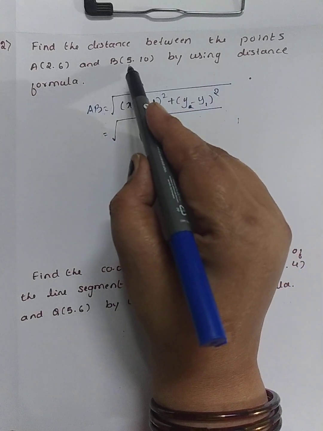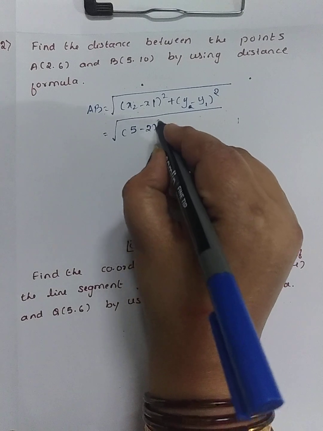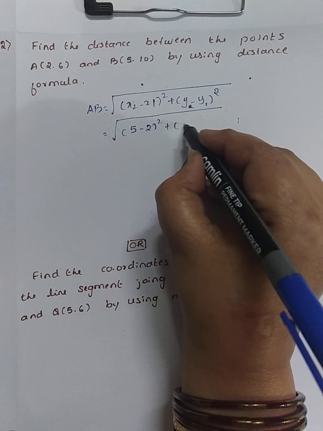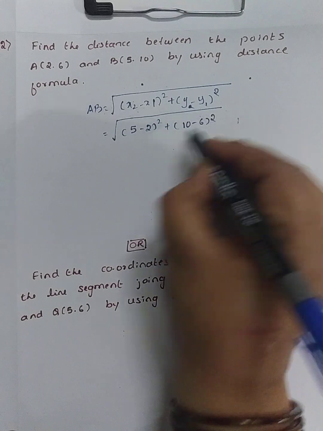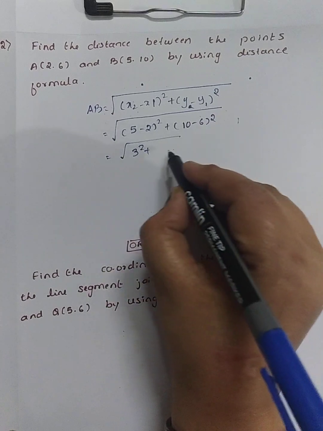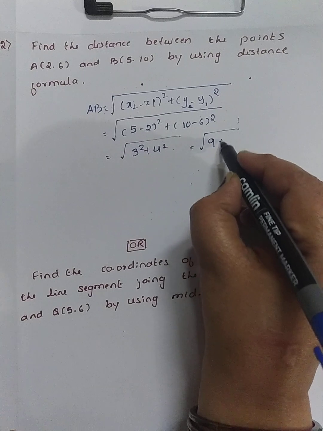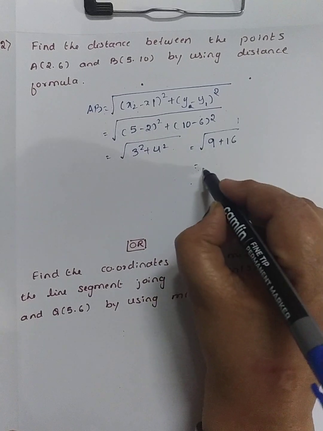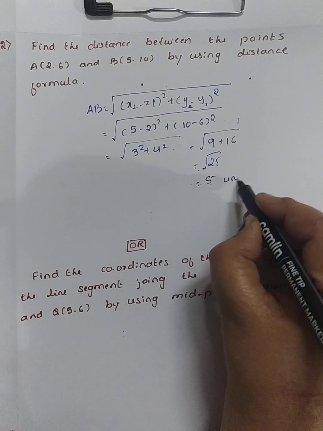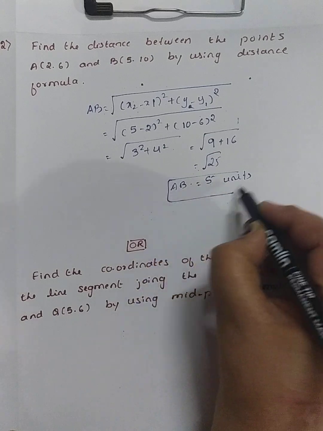Here x2 is 5, x1 is 2, that is (5 minus 2) whole square plus y2 10 minus y1 6, whole square. 5 minus 2, that is 3 square, plus 10 minus 6, 4 square. 3 3s are 9, plus 4 square 16, that is 25. Root of 25 is 5 units. The distance between AB is 5 units.